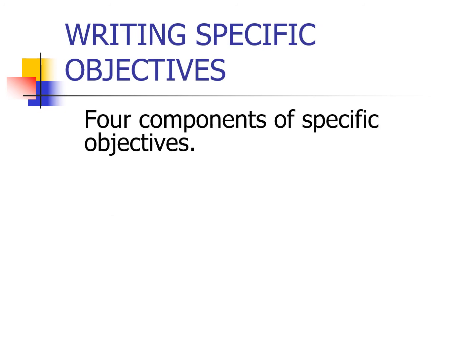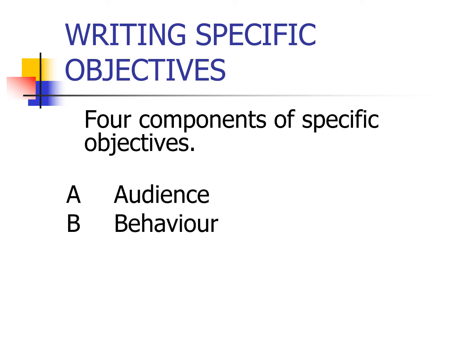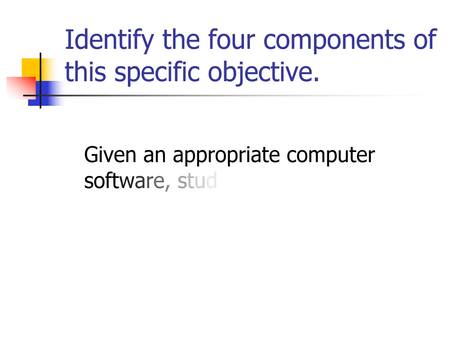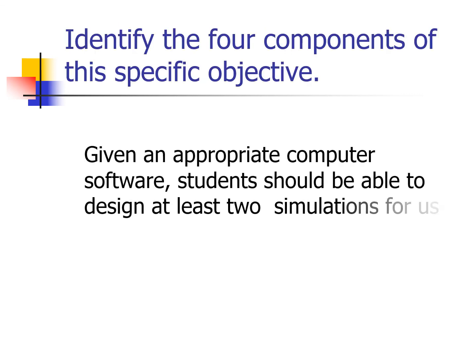There are four components of specific objectives: the audience, who are your learners; the behavior, this describes the task or the behavior using action verbs; the condition, under what condition, what tools, aids, or reference materials can the learner use; and the degree, this speaks to the level of mastery, how well will it be done, the speed, the accuracy, the number, etc. Can you identify the four components of this specific objective?